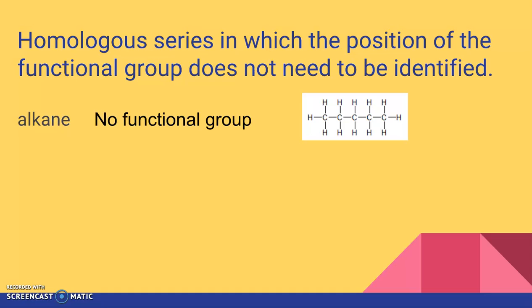As you know, the alkanes do not really have a functional group because they are just identified by the fact that all the carbons are connected with single bonds. So in the case of the alkanes, we don't say exactly where the functional group is. The same goes, for example, for pentane.